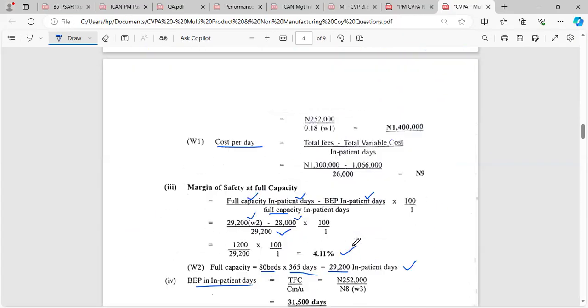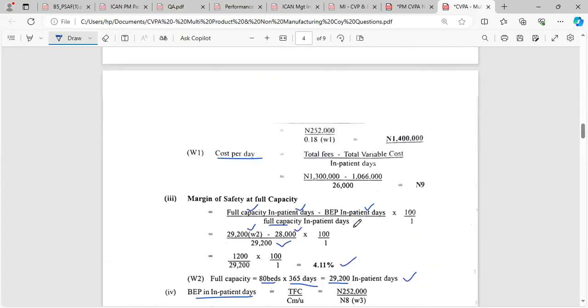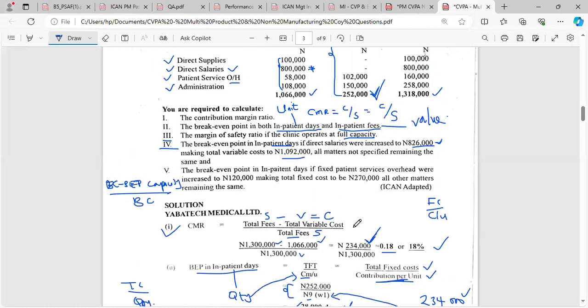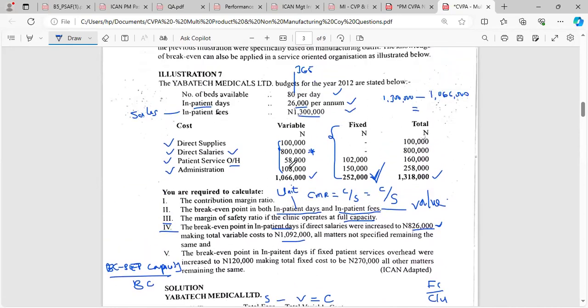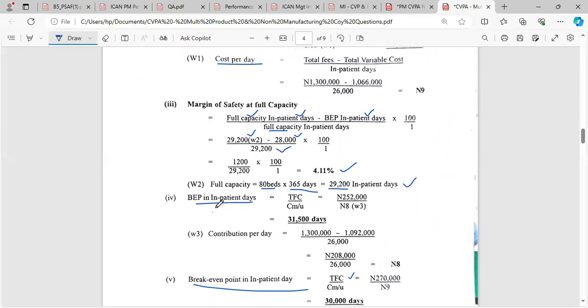Let's confirm that is what they did. Break-even points in inpatient days, good. Did they tell us anything about fixed cost? No change in fixed costs. Okay, we are solving IV. We have a solution for IV. This is IV here.